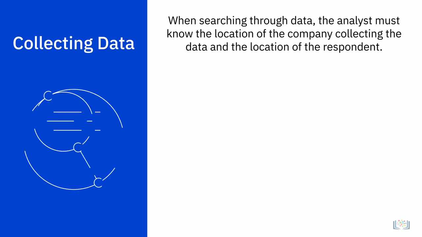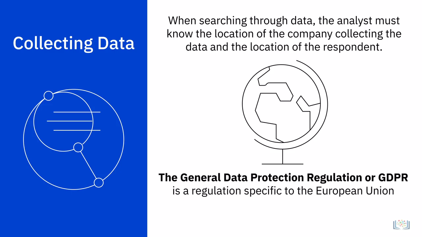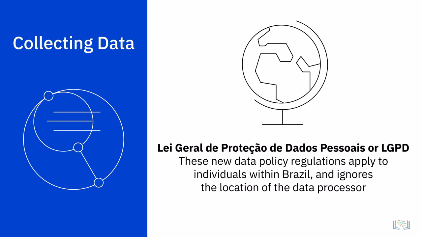When searching through data, the analyst must know the location of the company collecting the data and the location of the respondent. Knowing where the data was collected is an essential element of data privacy and what regulations must be applied. The General Data Protection Regulation, or GDPR, is a regulation specific to the European Union and only applies to the jurisdiction of the individual. A new law created in Brazil, called the LGPD, will take effect in August 2020. These new data policy regulations apply to individuals within Brazil and ignore the location of the data processor.